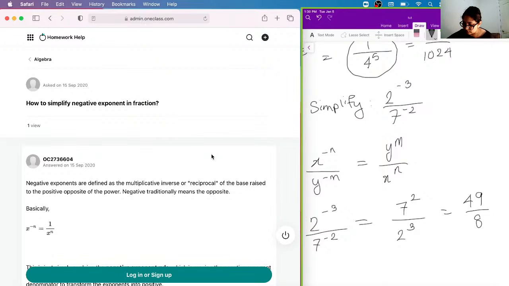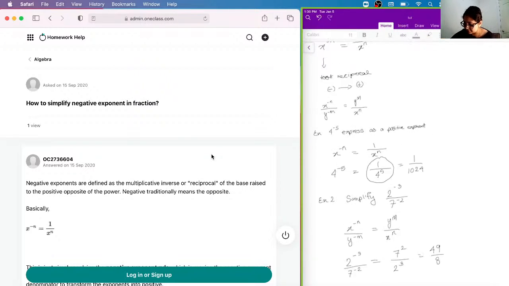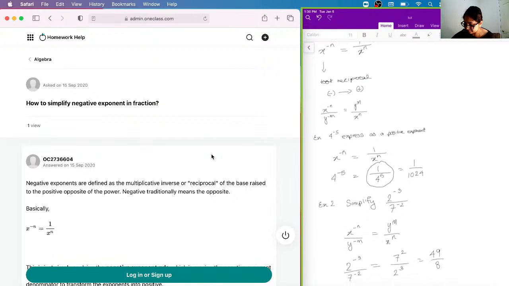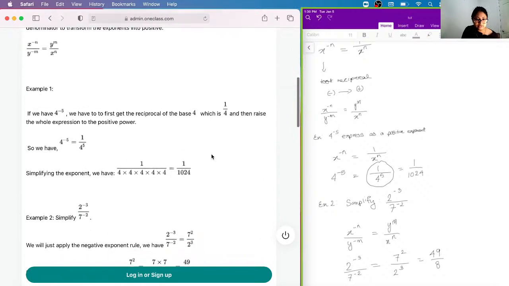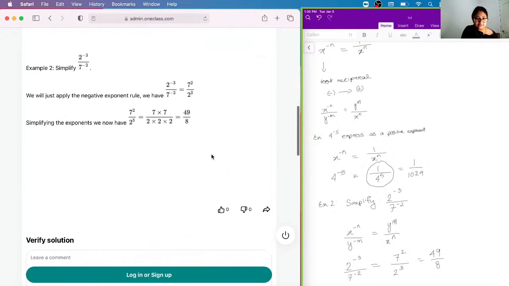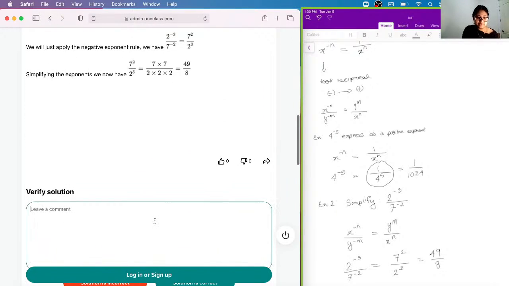And so this is how you do it, and the solution is correct.